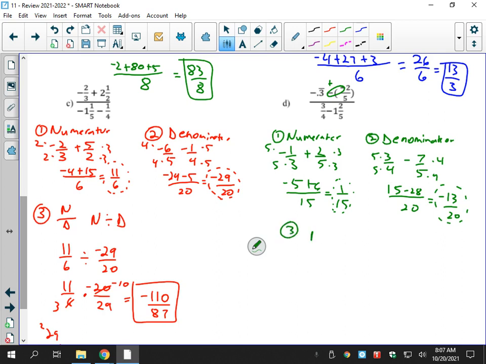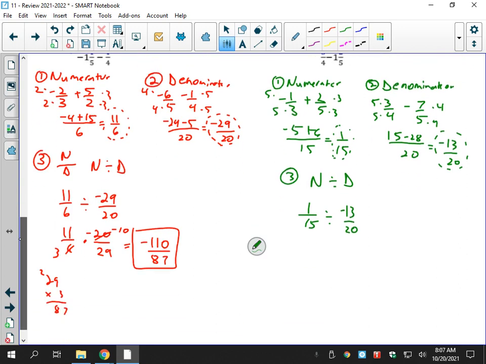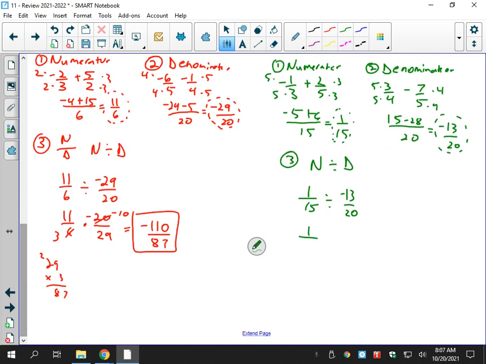And in the last part here, we're going to be doing that numerator divided by the denominator. Again, we're going to keep, change, flip. We can cross cancel. Common factor is 5, which will give us negative 4 over 39.